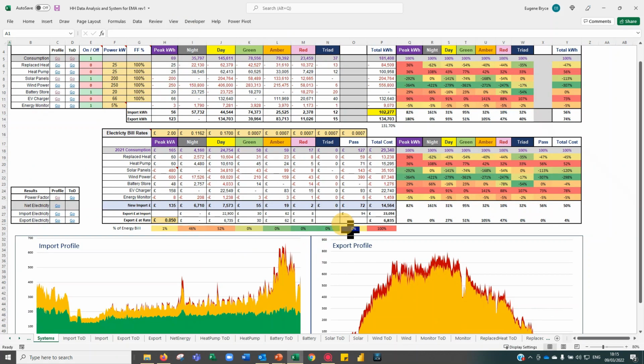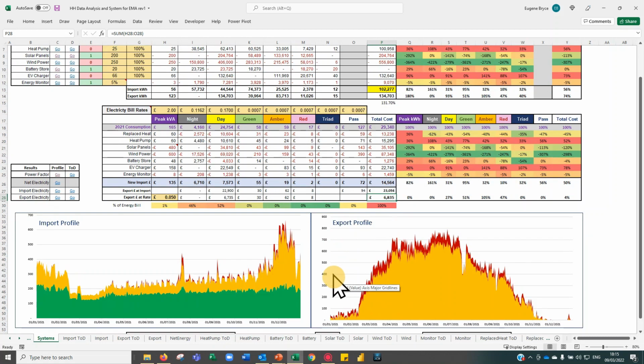How has it affected our electricity bill? So we have a total cost here of 30 grand. Our new electricity is 14,000 import, and we're selling for 6,000. So the battery has had a very positive effect on our system. Question is, what costs the battery?